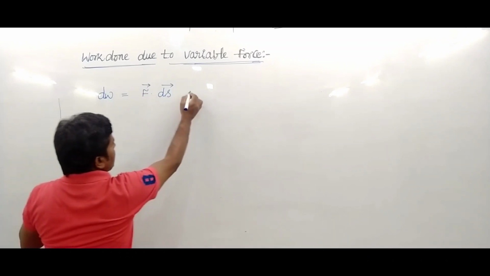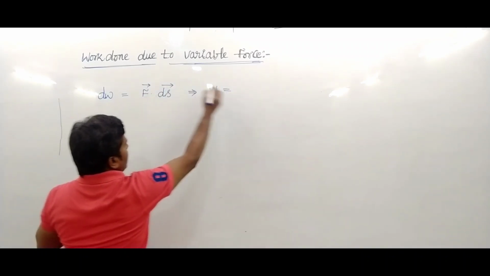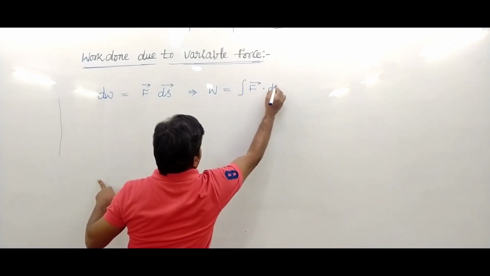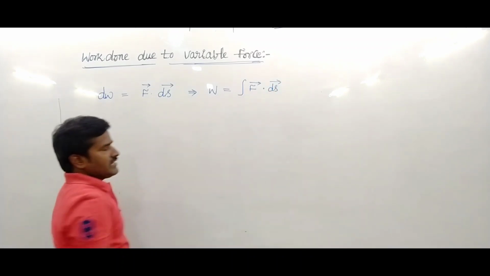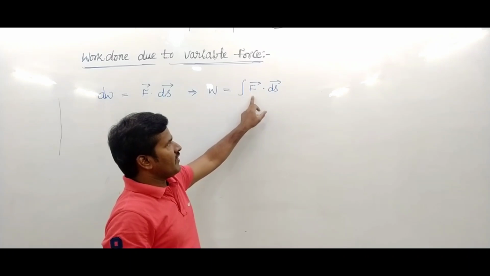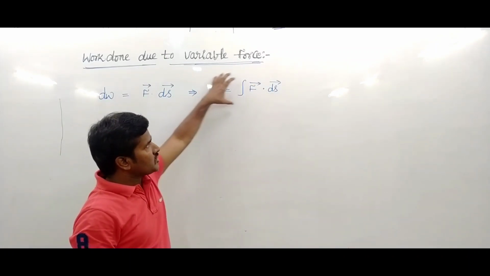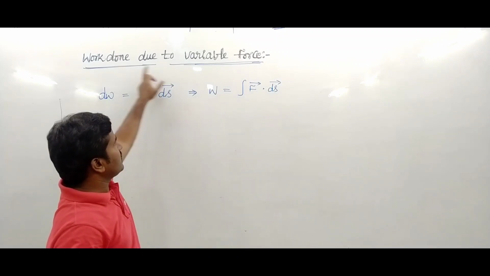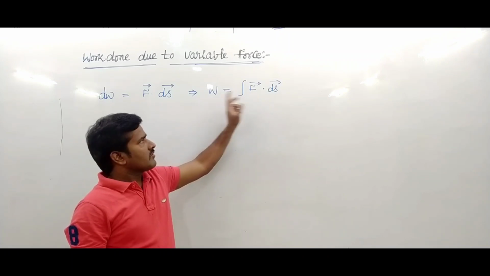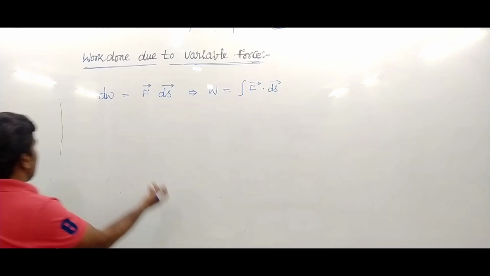Here we use integration. Then W equals the integration of F bar dot ds bar. So this is the integration method. That means work done due to variable force: force is variable, so W equals the integration of F bar dot ds bar.